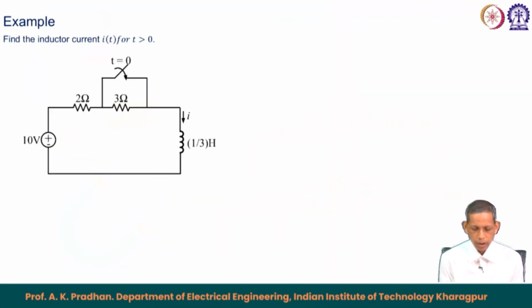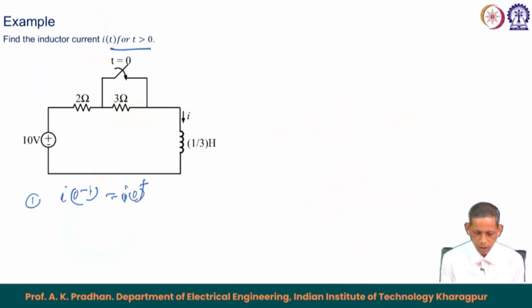Now, we see here another circuit similar to the first one, but here at t equals 0, the switch is closed now. Earlier it was open, the switch is closed now. So, we will find again I 0 minus equals I 0 plus. In the first circuit it was open, so the corresponding I 0 minus becomes equal to 10 divided by 2 plus 3, which becomes equal to 5 ampere.